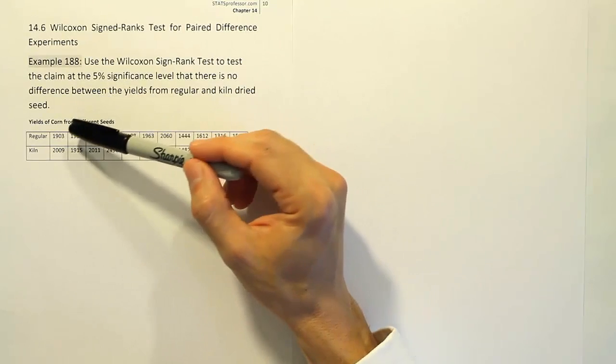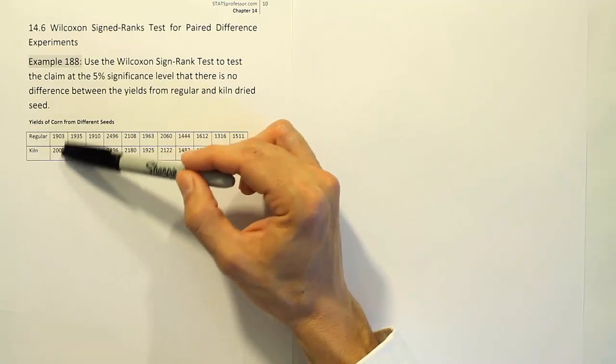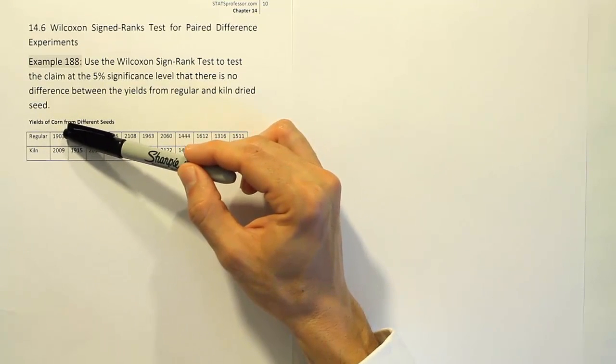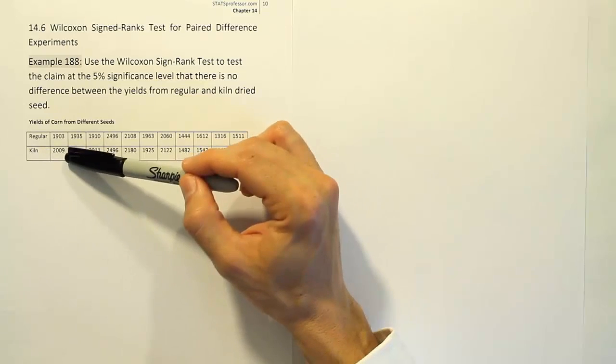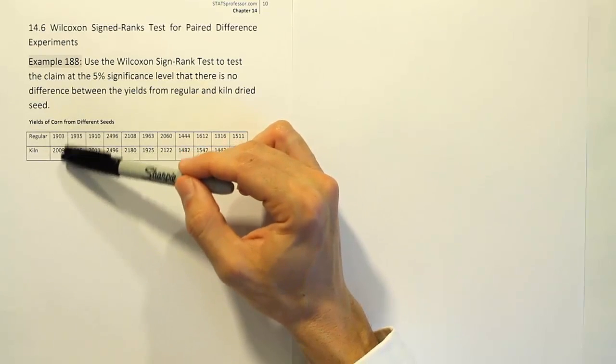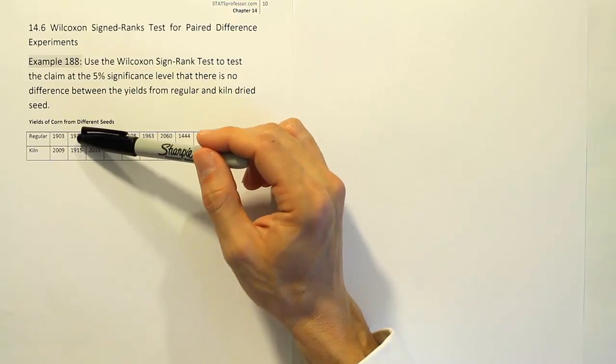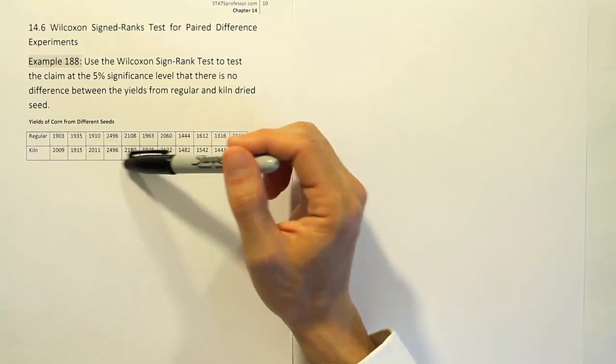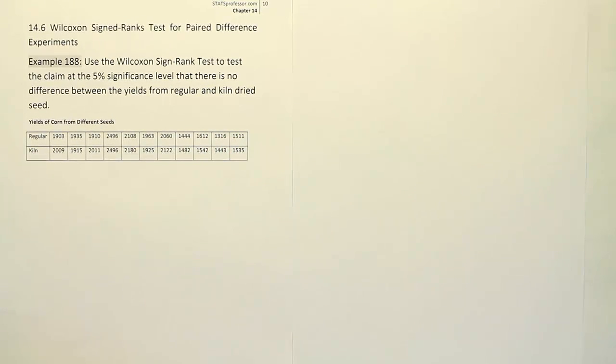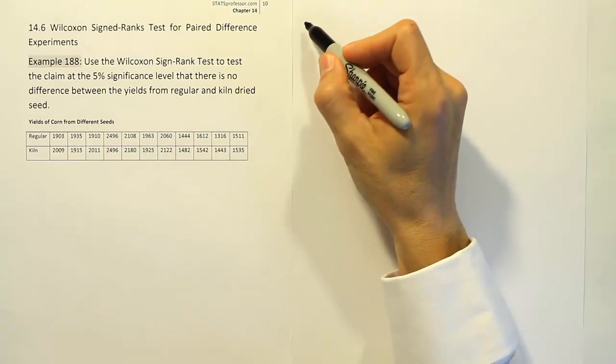So probably what they did is they took the seeds from the same source, and half of them they dried the regular way and half of them they dried in the kiln. This way they would be able to make the comparison, assuming that the seed itself was basically the same. And they would do the same for this column of data, this column of data, and so on and so forth. All right, so what we want to do first is express the claim, and let's do that in the initial step.